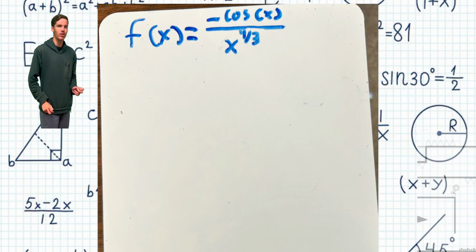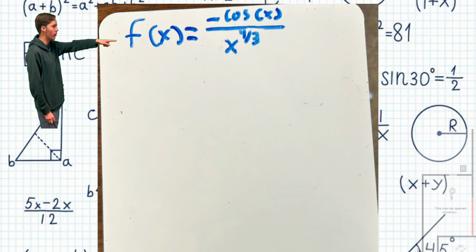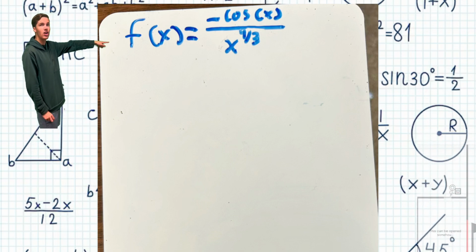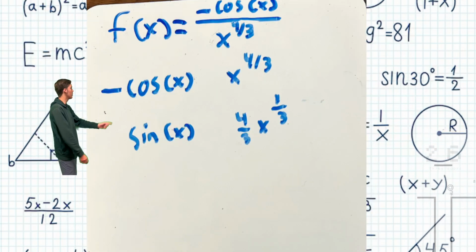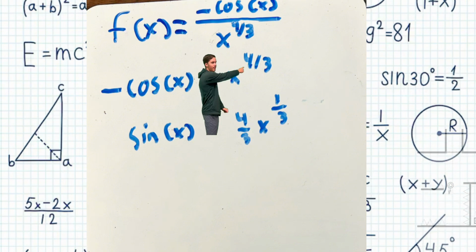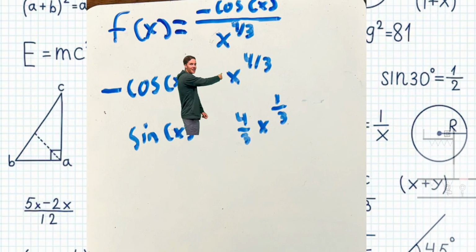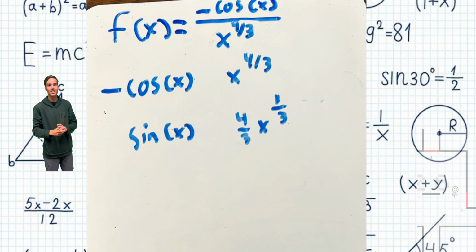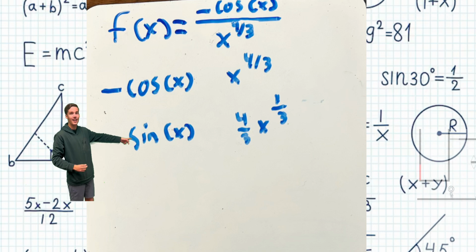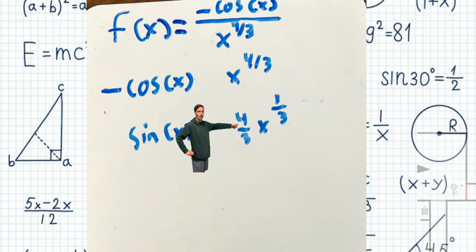In this problem, we are given the equation f of x equals negative cosine x over x to the power of 4/3. So, we need to use the chart to help us with the problem. Negative cosine x is going to go right here, and then x to the power of 4/3 is going to go right here. So, we're going to take the derivative of both sides. Negative cosine x is going to turn into sine x, and x to the power of 4/3 is going to turn into 4/3 x to the power of 1/3.